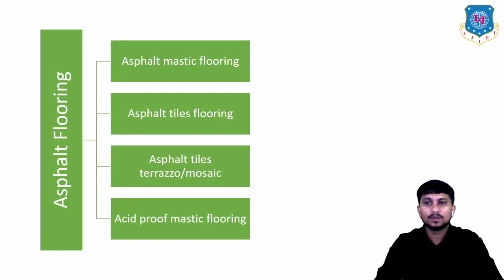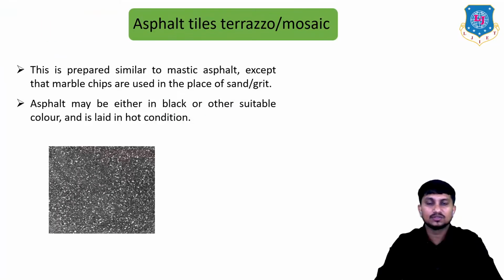The third type of asphalt flooring is asphalt terrazzo or asphalt tiles terrazzo or mosaic. This is prepared similar to mastic asphalt except that marble chips, you can clearly see in this figure, marble chips are used in the place of sand or grit.